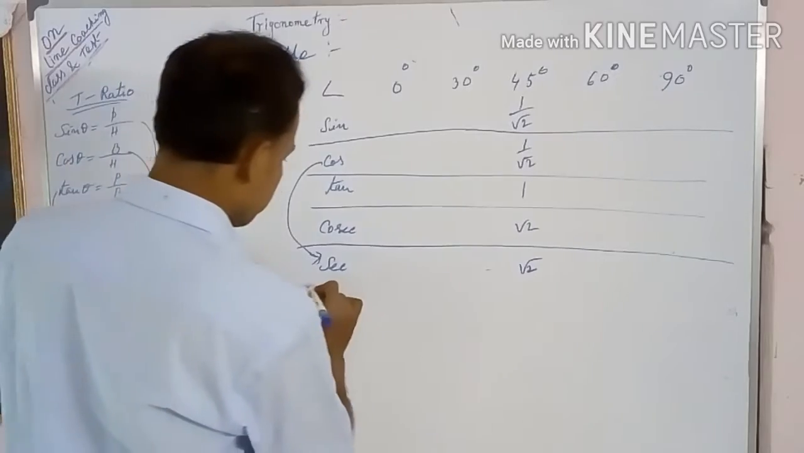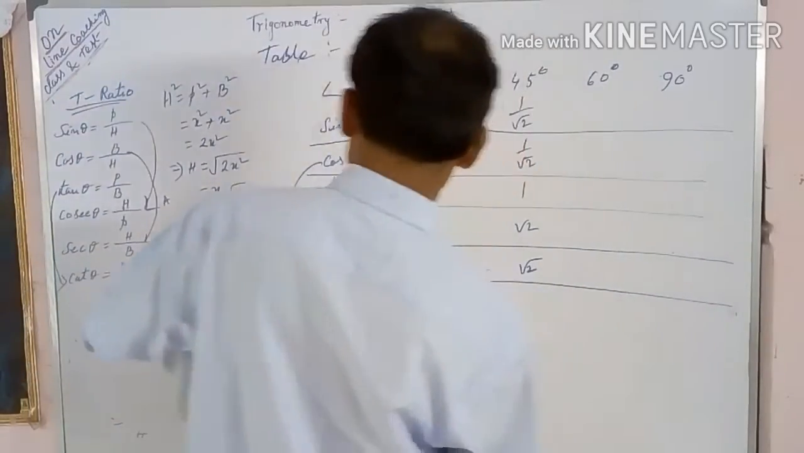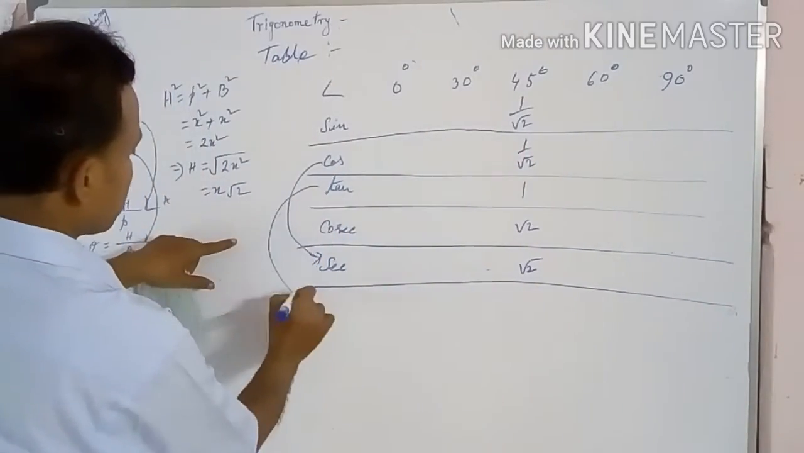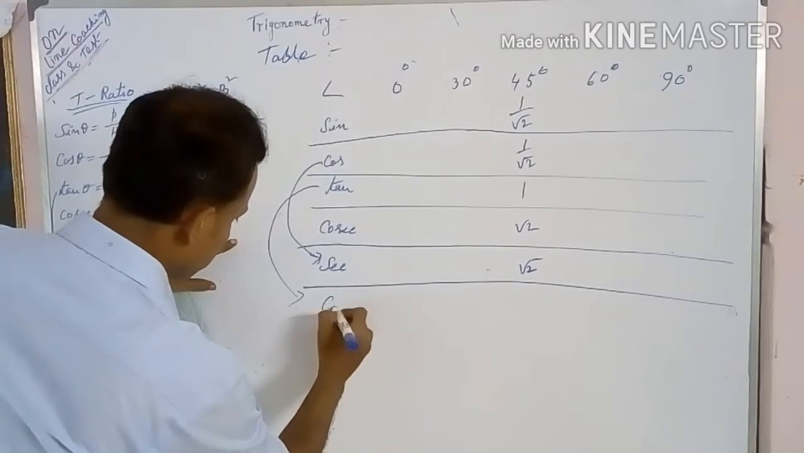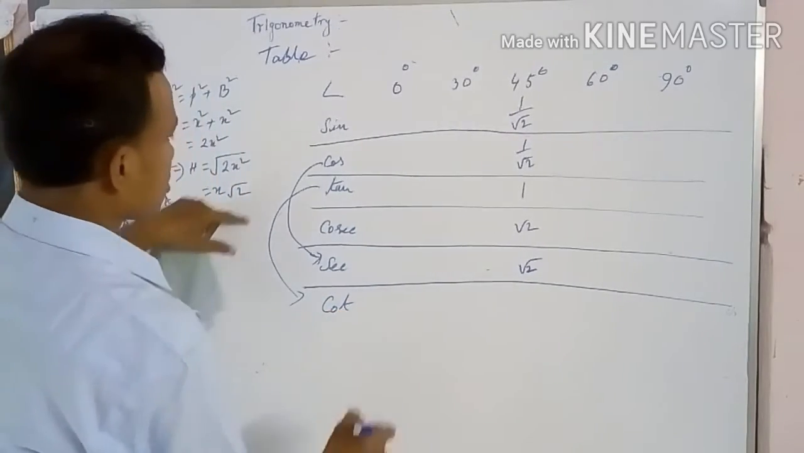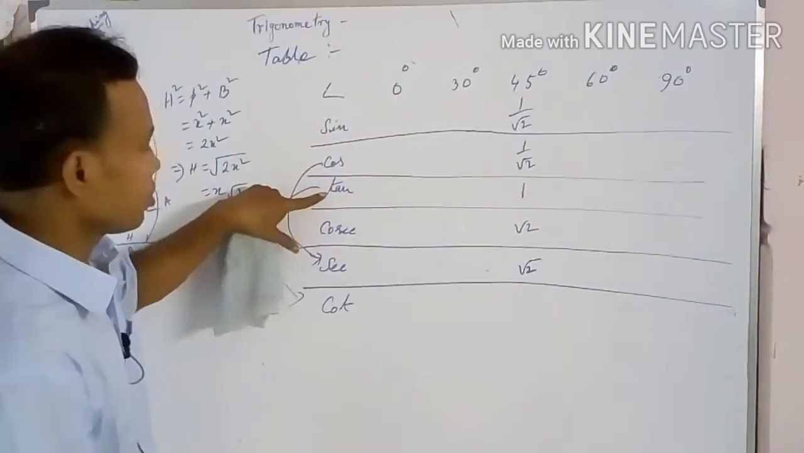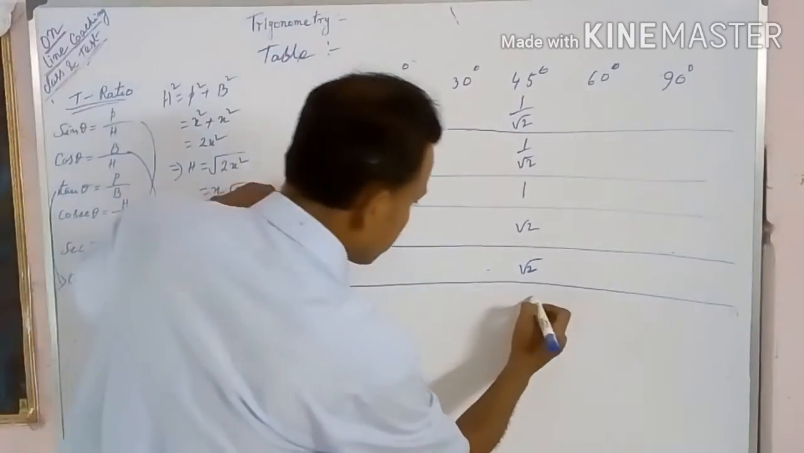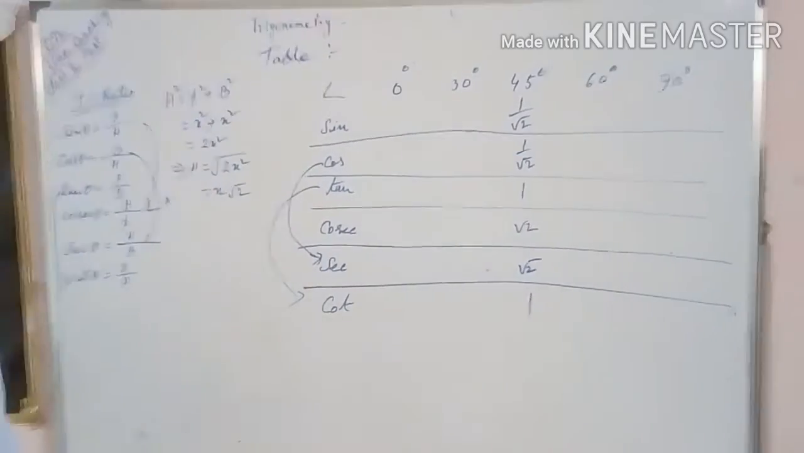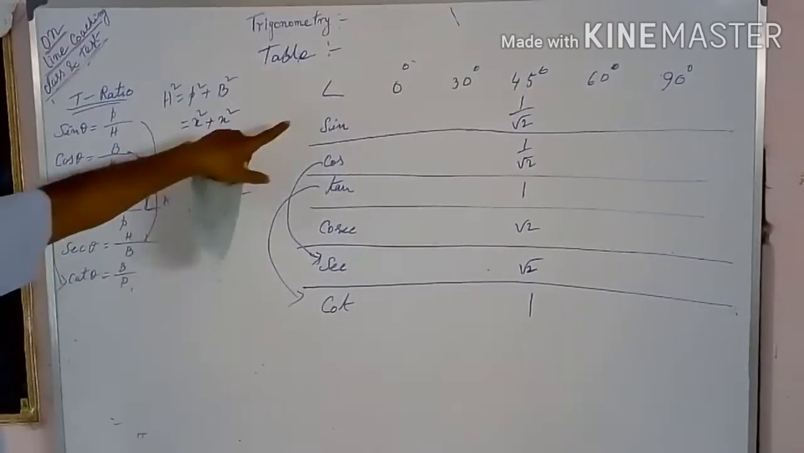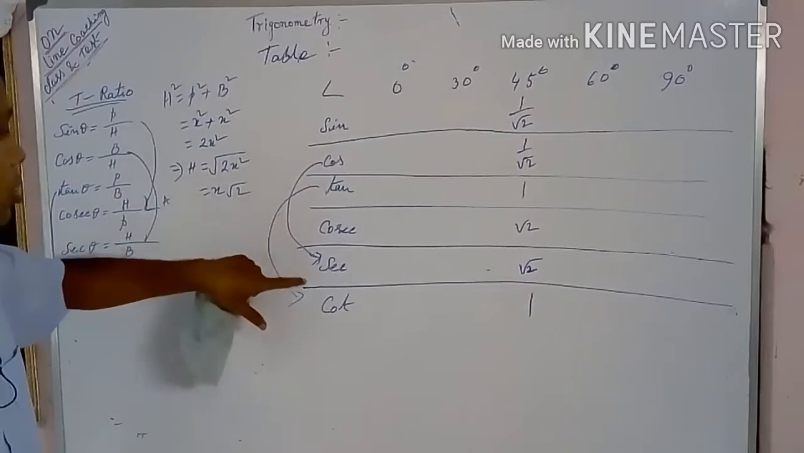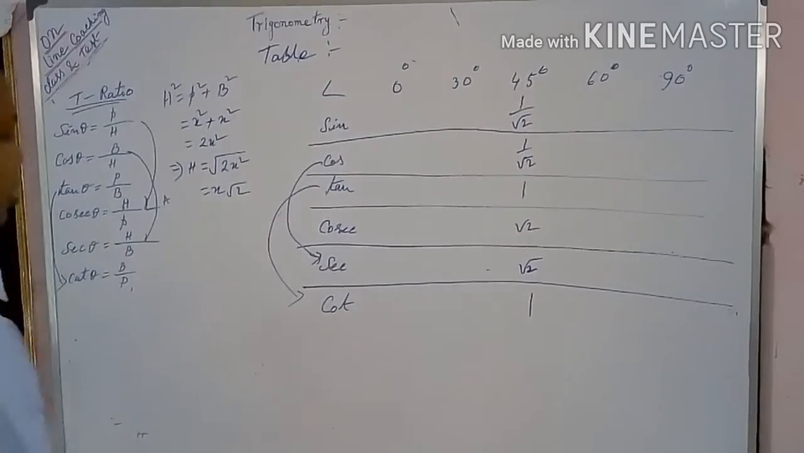Similarly, the reciprocal of tan theta is equal to cot theta. Tan 45 is equal to 1. So the reciprocal of tan theta is equal to 1. Okay. That is sin, cos, tan, cot.